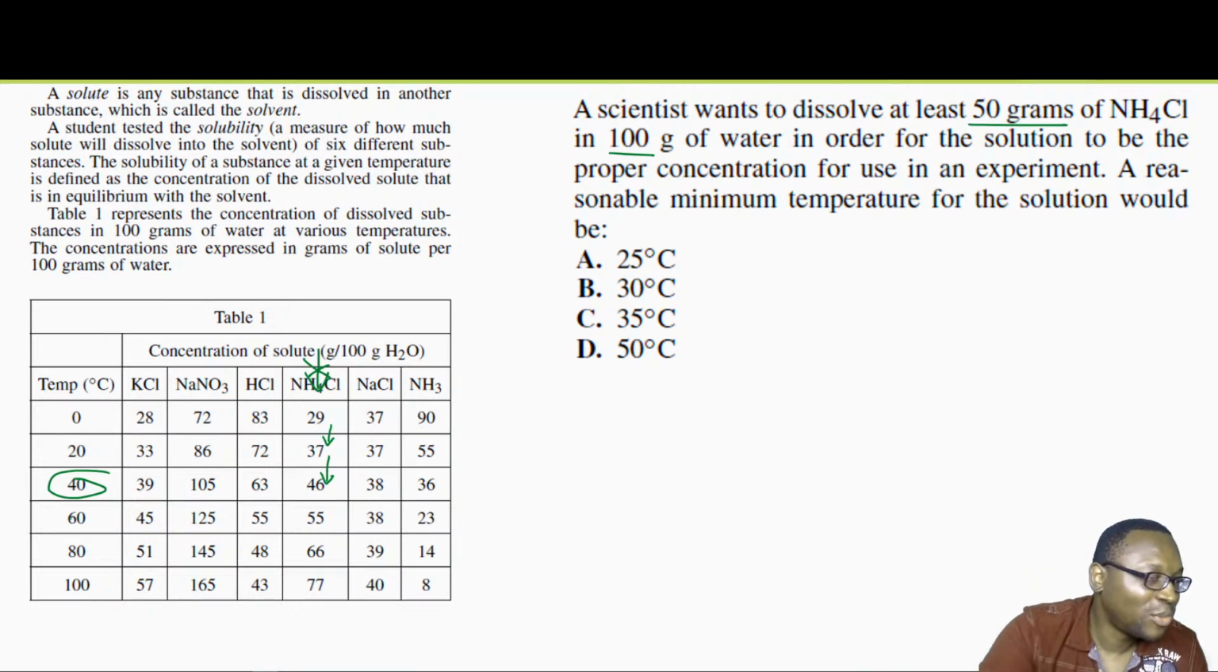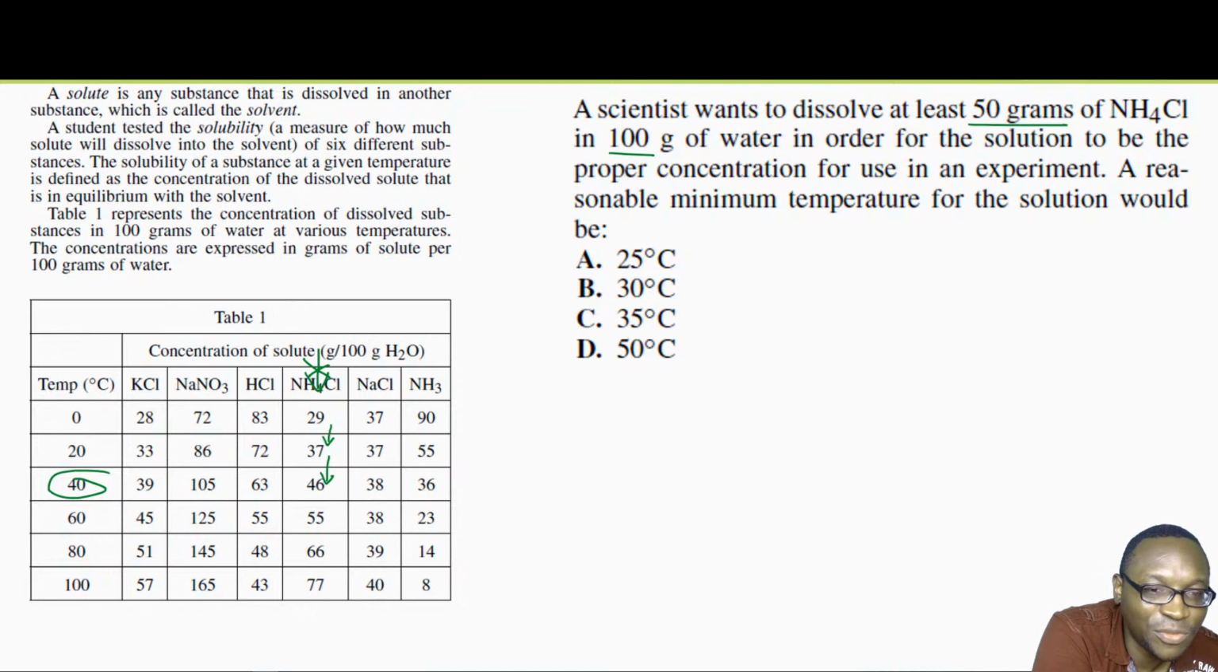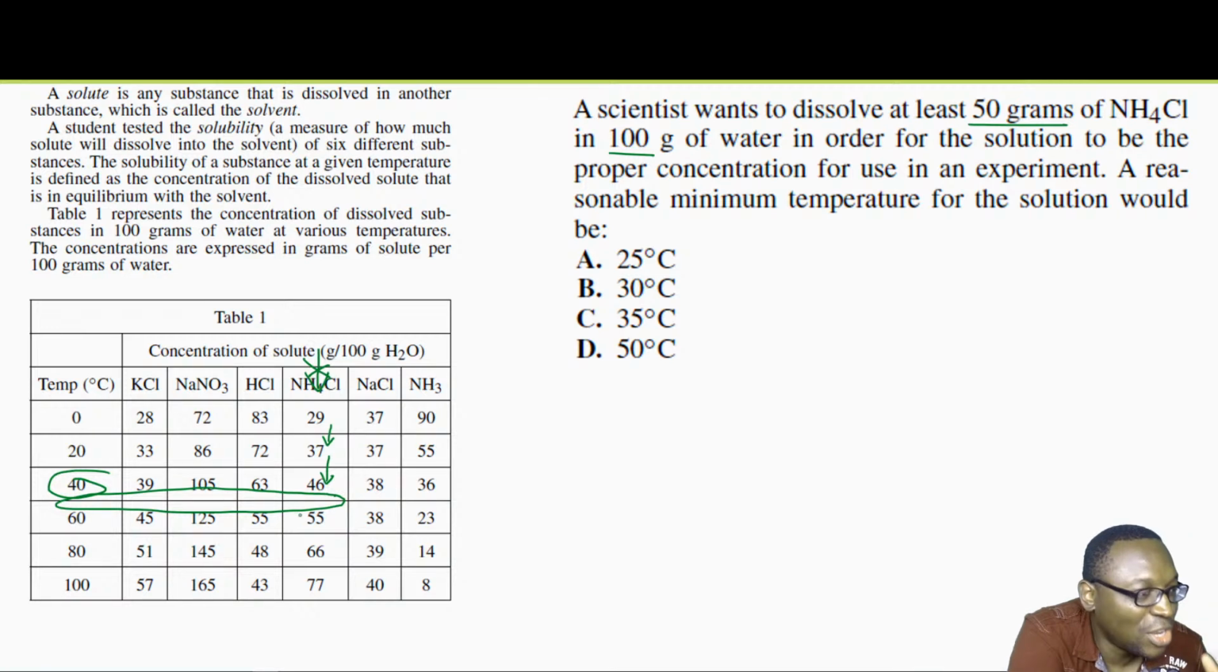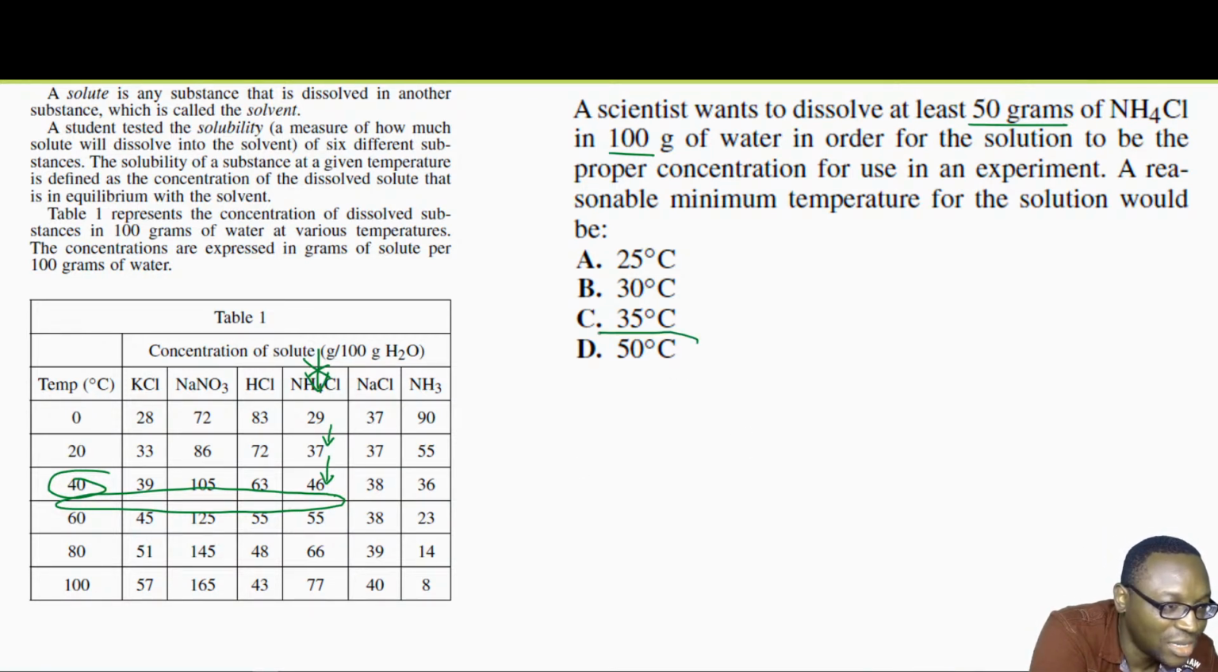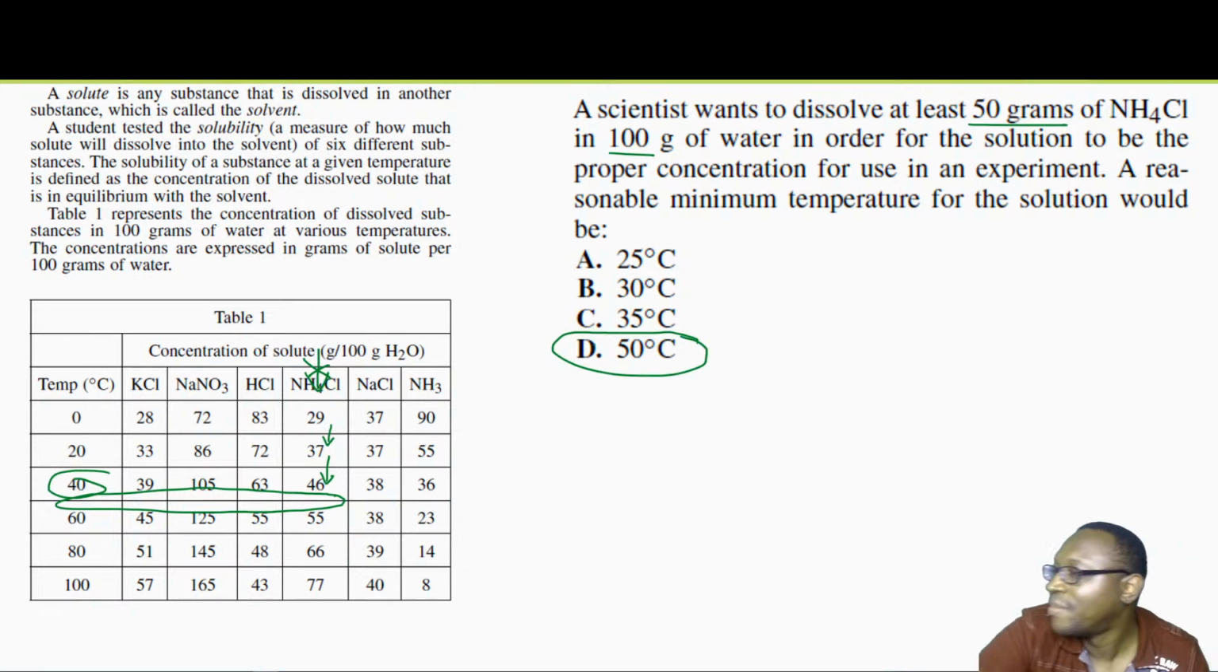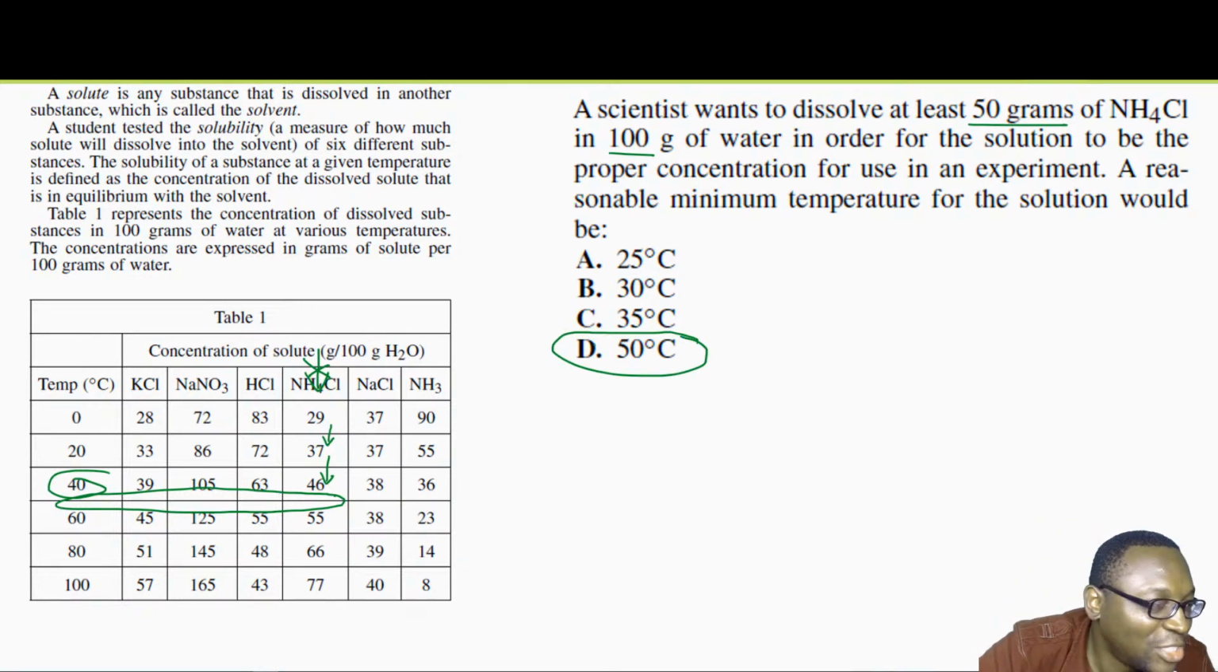So now when we look at it, we see 50 grams of NH4Cl. When I look at NH4Cl, as the temperature is increasing, the concentration is also increasing. So that means that my 50 is going to be somewhere around here. It's going to be after 40, but before 60. So the best answer for that is going to be D. Pay attention to those little details and techniques, they're going to be helpful to you.